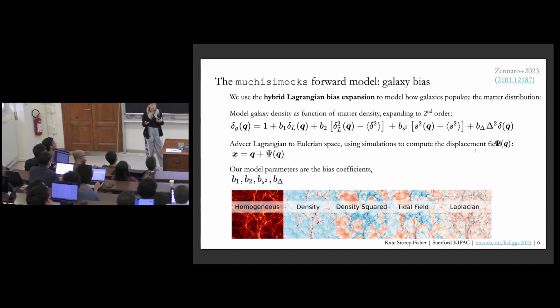And then all we need to do is weight these different fields based on these bias coefficients, of which there are 4 here. And those represent your uncertainties about galaxy formation. So each of those will change based on the galaxy sample you're modeling and our beliefs about galaxy formation. But this is a pretty flexible and somewhat conservative model of how to populate galaxies onto your dark matter field.